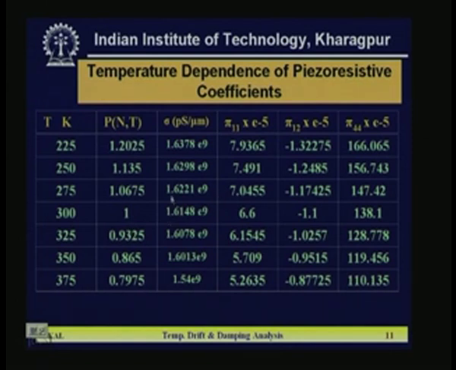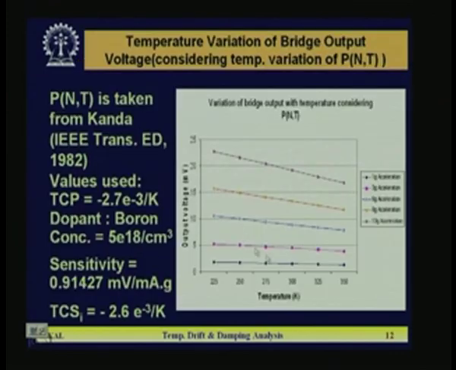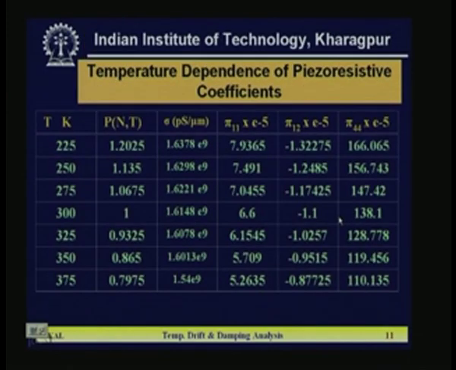Now with that you can calculate the sigma also, that is the conductivity, and then pi 11, pi 12, pi 44. And if you look into that table, the variation of pi 44 over temperature is much more compared to the variation of pi 11 and pi 12 with temperature. Here it is almost 7.9, 7.4, here 6.1, 5.7, but here 166 to 110. So that is a wide variation; at room temperature it is 138.